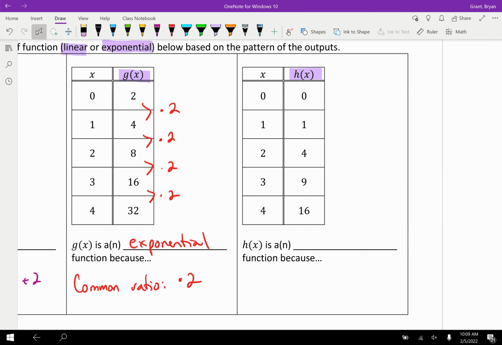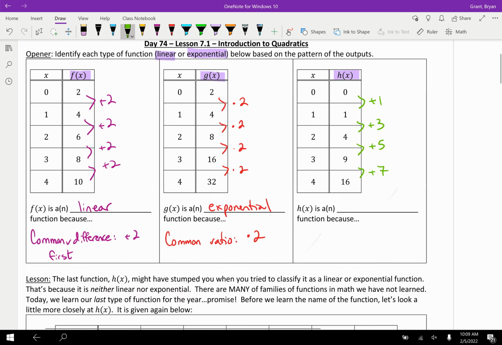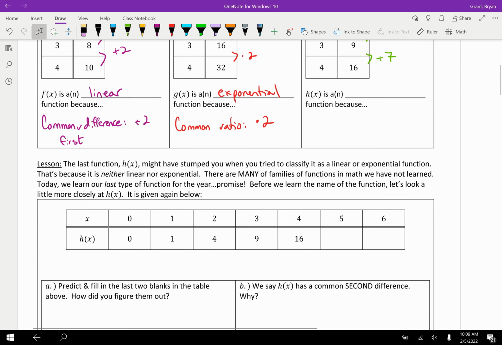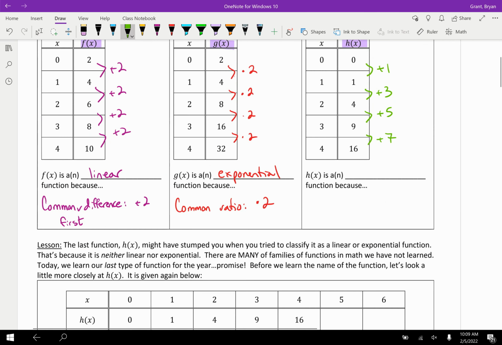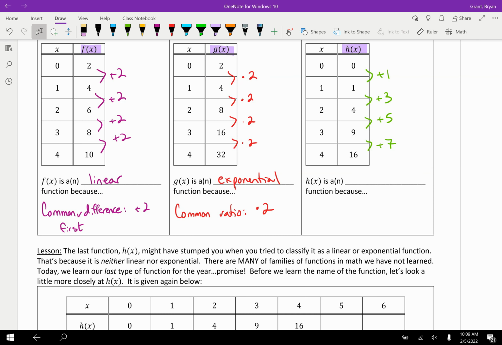Okay, but then we move on to our last one. And this one might have thrown you for a bit of a loop because you might have tried to look for multiplication first, and I think you'll pretty quickly come to a conclusion that there's no multiplication. And then you might have tried addition. You said, well, this one goes up by 1, but then we go up by a different number each time. Well, there is still a somewhat predictable pattern here. And in fact, I would be very impressed if you knew what type of function this last one is, because we haven't talked about it yet.